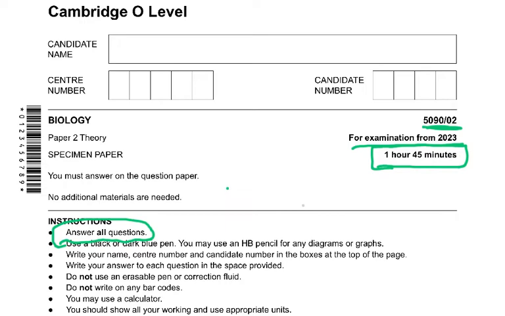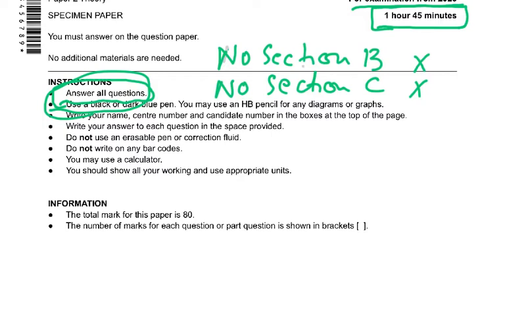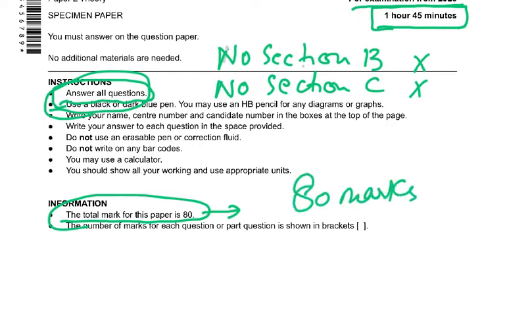The main difference you've got to realize is that there's going to be no Section B, which used to be essay questions, and no Section C which used to be a choice. So no Section B, no Section C, it's all answer all the questions. Another thing you've got to realize is the total marks for this paper is 80. That is the same as previous exams. So 80 marks, that's a lot of marks for Paper 2, and this is usually the most difficult paper that we are going to be talking about.